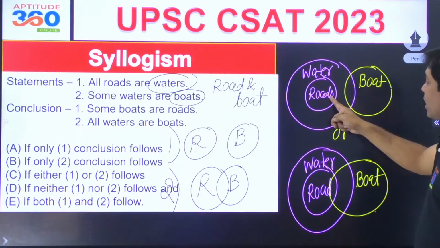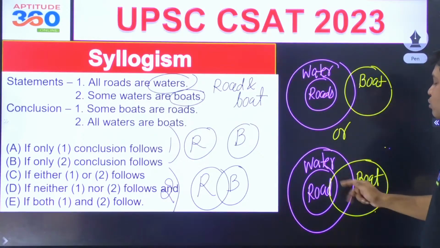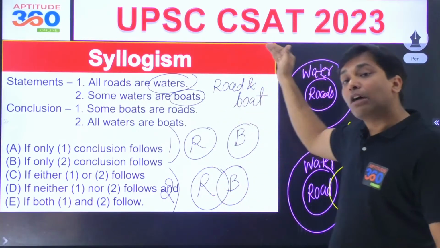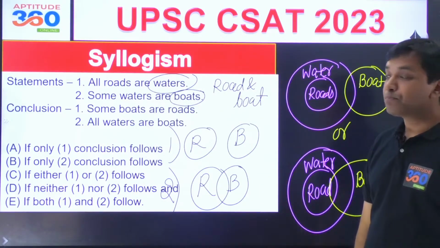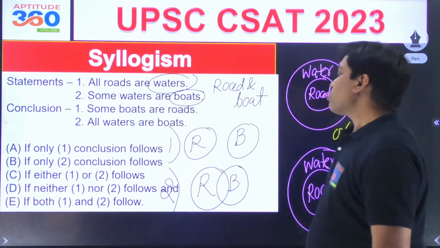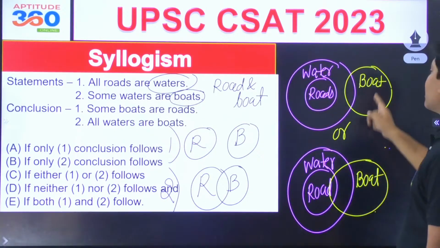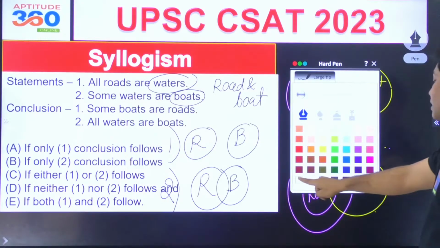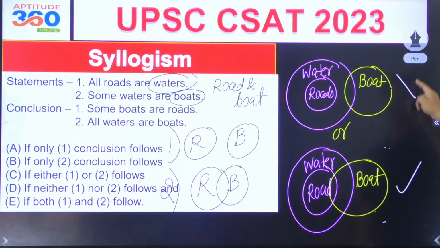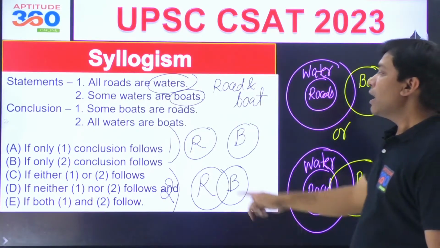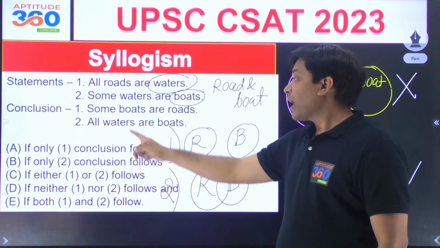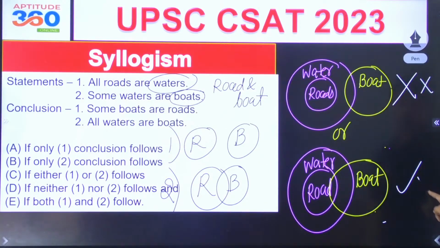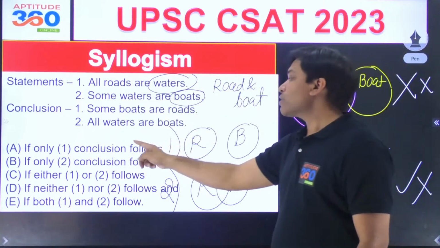In case number one, road and boat will not be overlapped. In case number two, road and boat will be overlapped, and my conclusion will have to be true under all these two circumstances. Like this, some boats are roads. Understand? Some boats are roads. This is true here, but it is not true here. Do you understand this? So this is not a universal conclusion. And then all waters are boats. All waters are boats is not true anywhere. So what is going to be your answer? Your answer is going to be D.